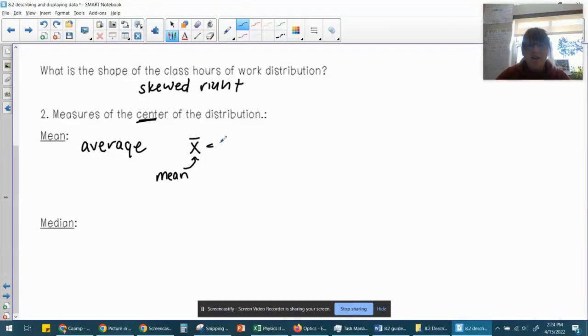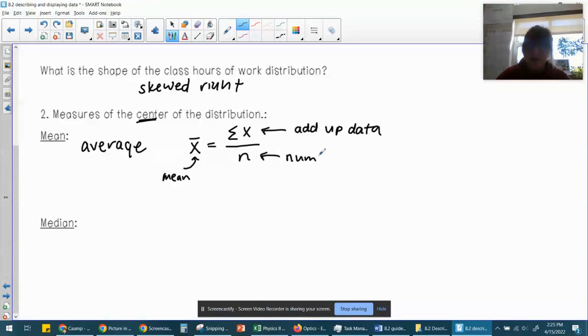And the formula is going to be we add up all of the values, and the mathy little symbol that means add up is the Greek sigma. So add up all of the x values. So add up the data. And we're going to divide by the total number of data points. And that's just the letter n for number. So that's the number of data points.